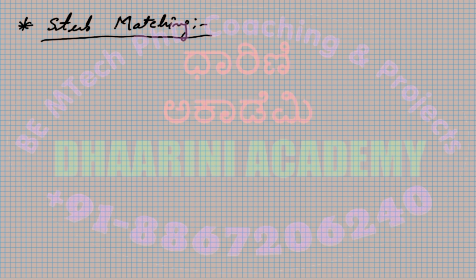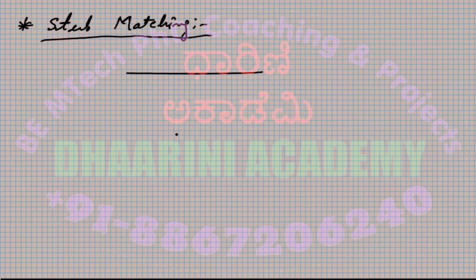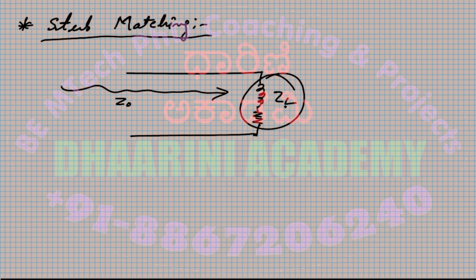Let me assume, this is just an example, that I have a complex load. Normally the load will not be real. Sometimes because of the complexity, it may look like this: some complex ZL. But we know that we have to have a Z naught, which is a real value for the lossless case. I don't want any loss, in the sense whatever is sent should be absorbed by this. But if the ZL is complex, it will not absorb, it will reflect.